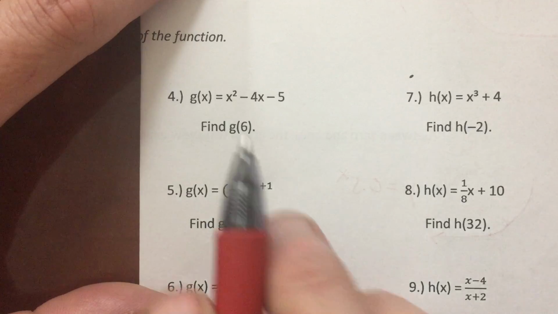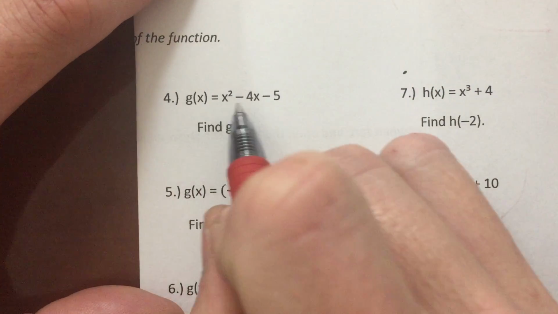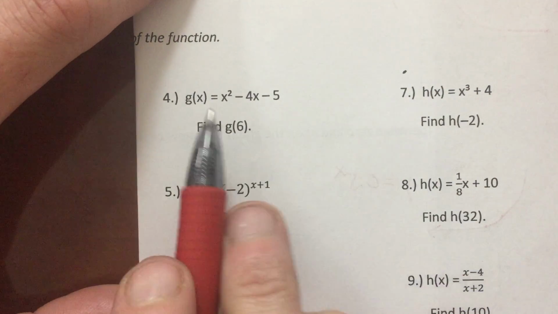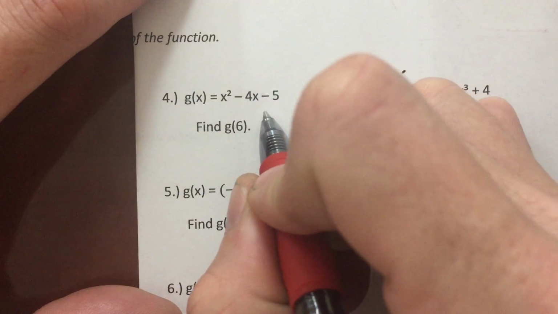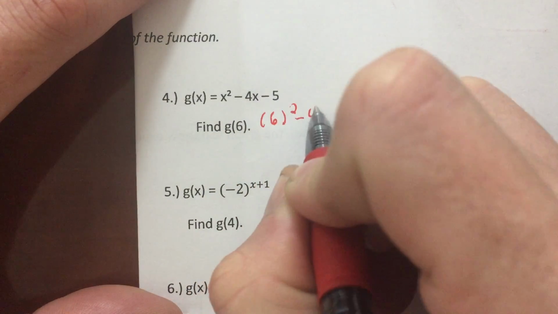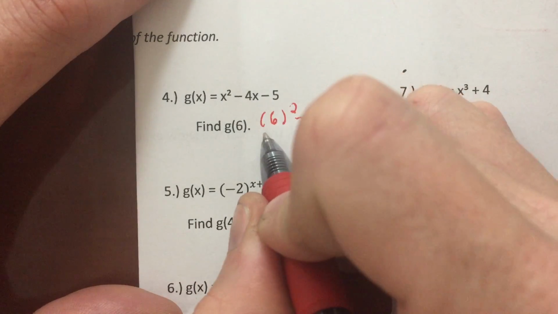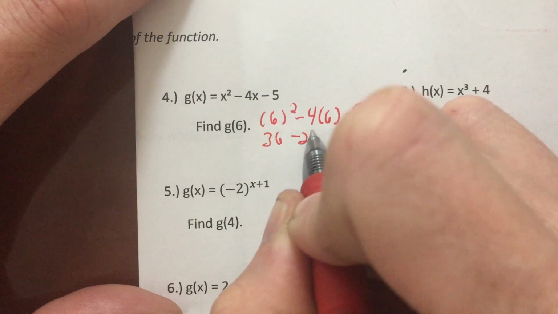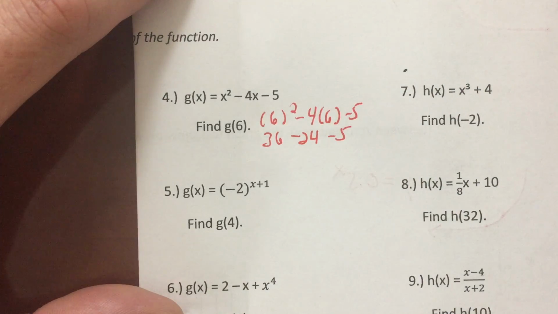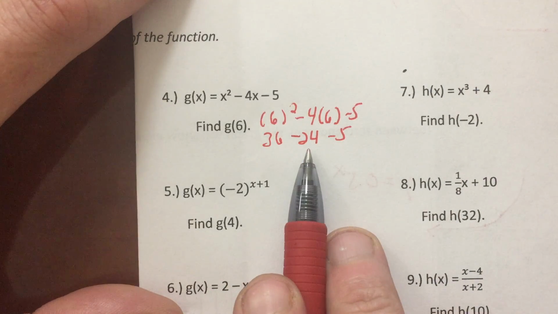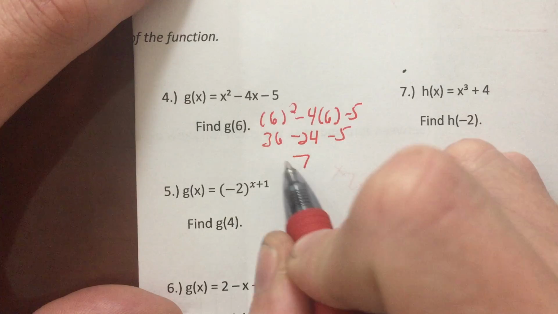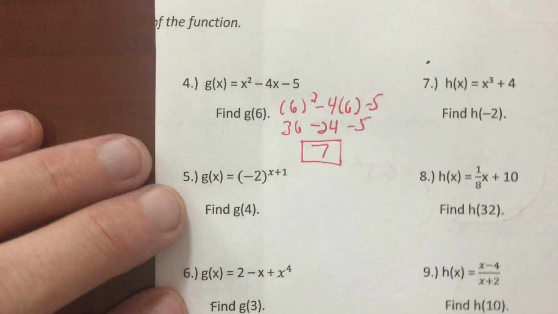Number 4, we're looking for g of 6 in this quadratic function. There are 2 different places to plug in for this one. There's an x here and an x here, so I'm going to get 6 squared minus 4 times 6 minus 5. 6 squared is 36. Negative 4 times 6 is negative 24, and then minus 5. 36 minus 24 is 12. 12 minus 5 is 7.